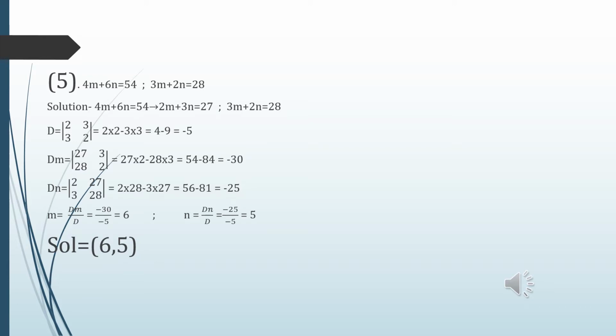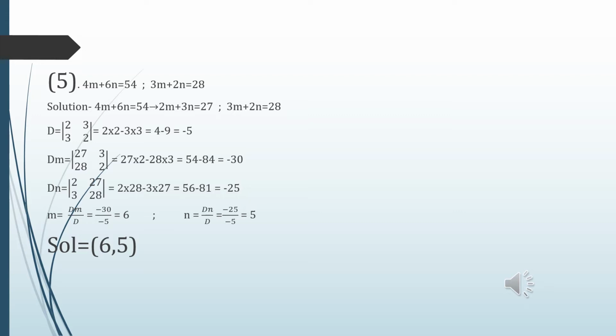Next example, example number 5. The given equations are 4m plus 6n is equal to 54, 3m plus 2n is equal to 28. Now you have to solve the given equations by the same method, only you have to change the variables as m and n instead of x and y.